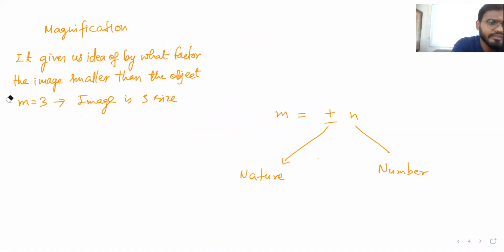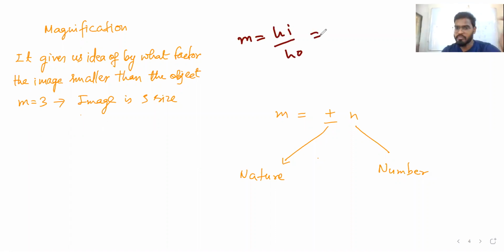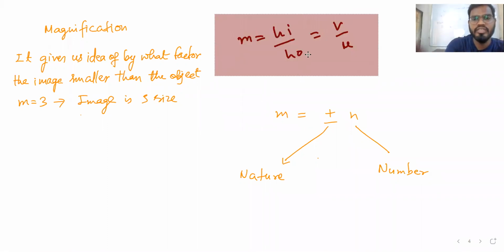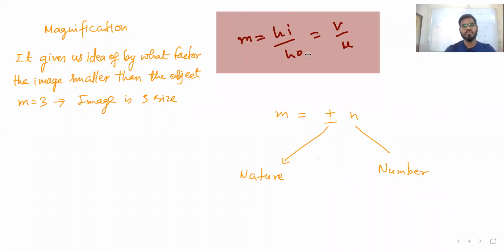Now let's see what magnification is. The magnification formula is hi by ho, height of image by height of object. In a mirror it was minus v by u, but here it is only v by u. So that we should know properly. The magnification definition is the ratio of height of image to height of object. In a lens it is v by u, but in a mirror it is minus v by u, right?